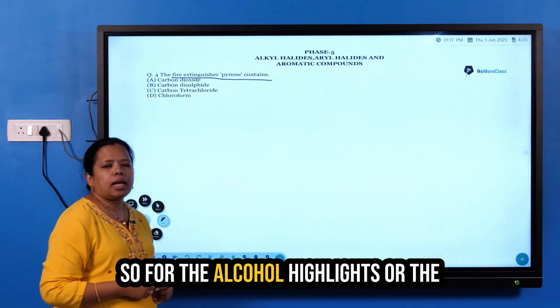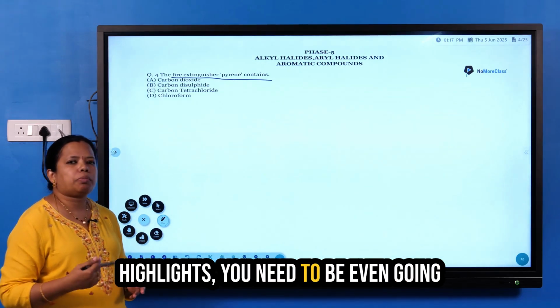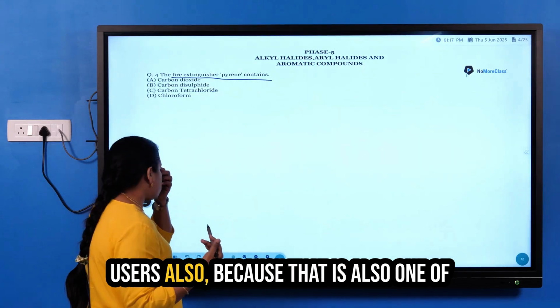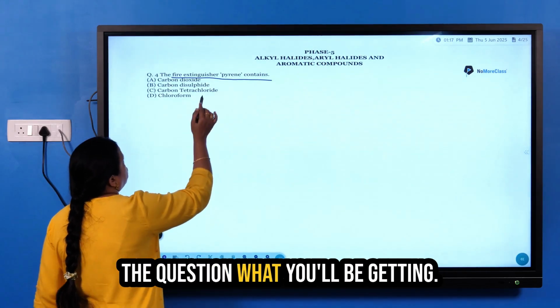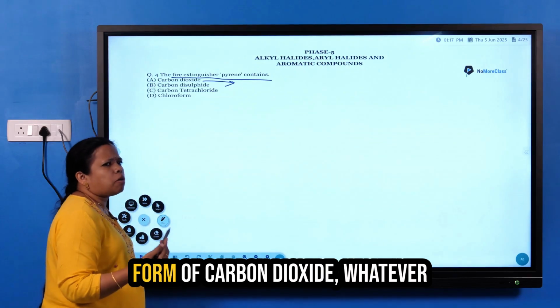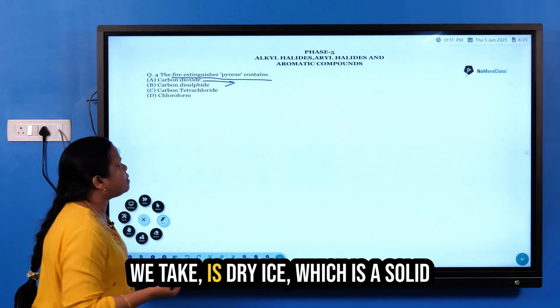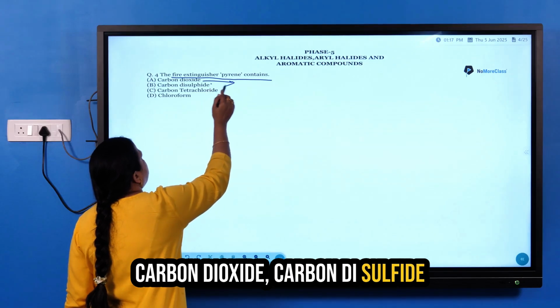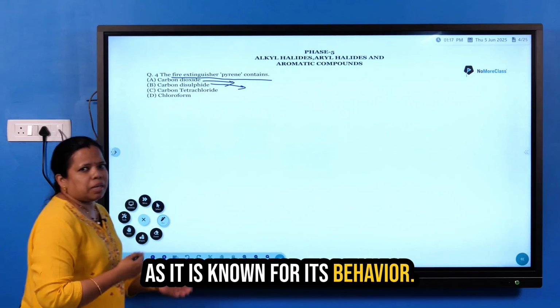So for the alkyl halides or the aryl halides, you need to be going through the properties as well as the uses also, because that is also one of the questions you'll be getting. So carbon dioxide, usually the other form of carbon dioxide whatever we take is dry ice, which is the solid carbon dioxide. Carbon disulfide, as it is known for its behavior.